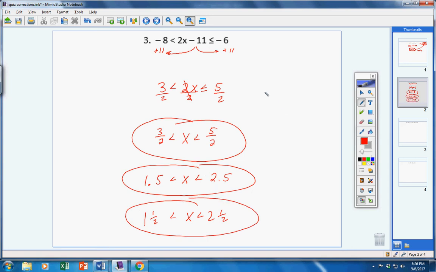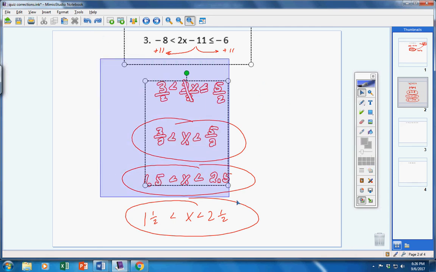Now the graphing part, okay, my critical values are 1.5 and 2.5, so here's 0, here's 1. Well, let's get some more room. We're going to run out of room here.